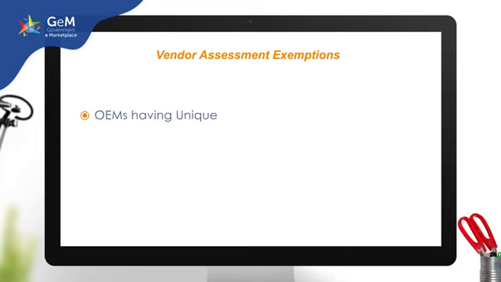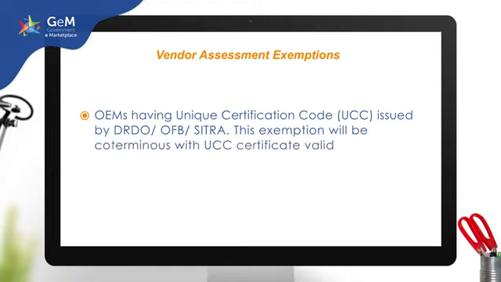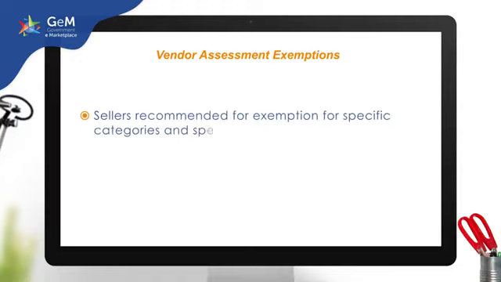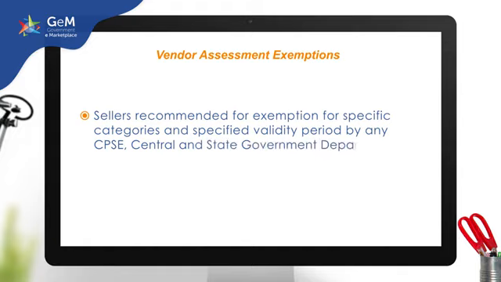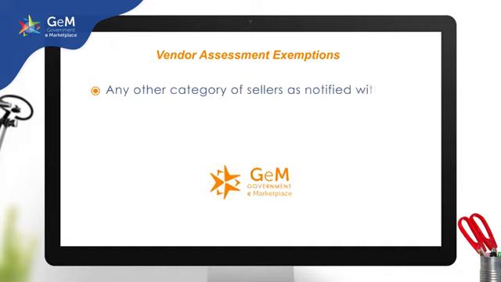OEMs having unique certification code UCC issued by DRDO, OFB, SITRA. This exemption will be coterminous with UCC certificate validity. Sellers recommended for an exemption for specific categories and specified validity period by any CPSE, central and state government departments or authorities. Any other category of sellers as notified with the approval of CEO GeM are exempted from vendor assessment.